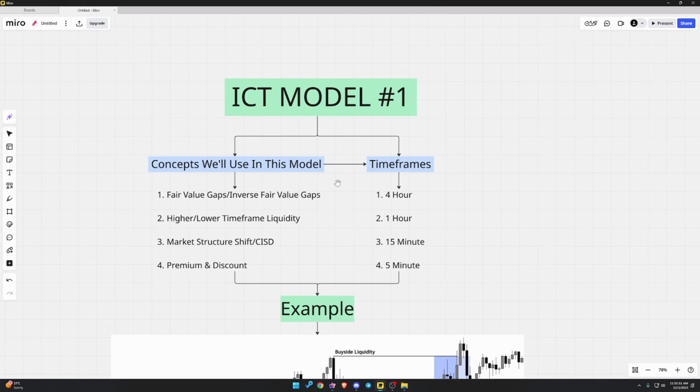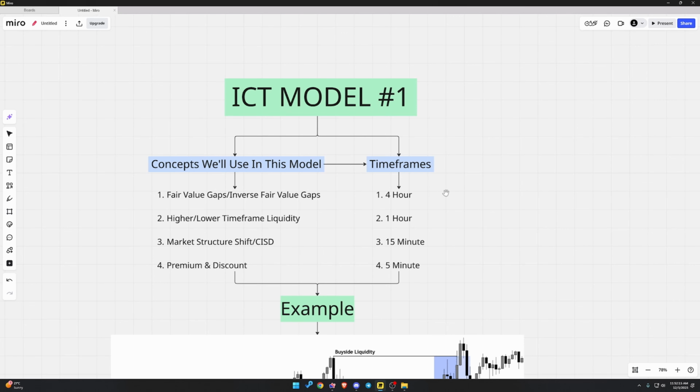So, the concepts we are going to use in this model are simple. First, we will use fair value gaps and inverse fair value gaps. Second, we will use higher and lower time frame liquidity levels. Third, we will use market structure shift and change in state of delivery. And the last one is premium and discount zone.